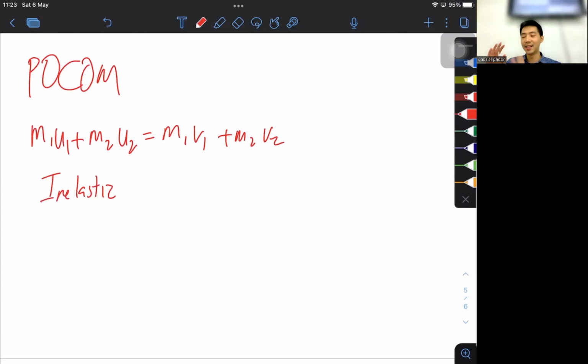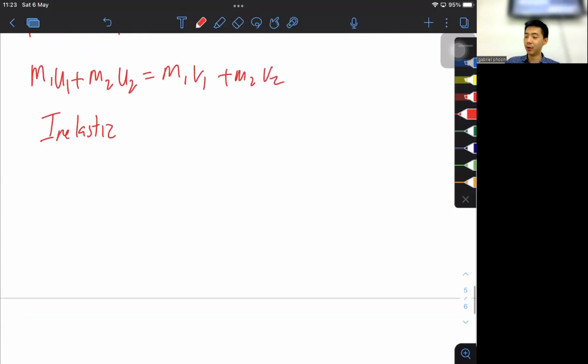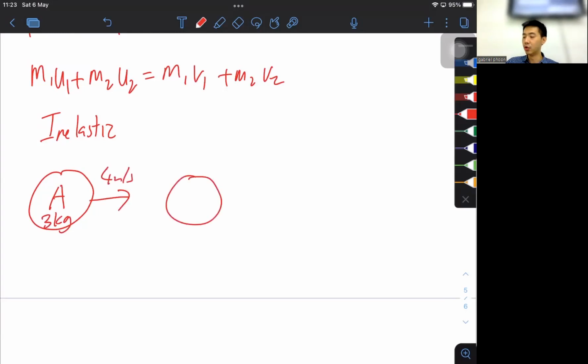Okay. Let's just say today I have one ball A, which has a mass of 3 kg moving at a speed of 4 meters per second, knocks into ball B, which is 5 kg. And I say that, which is initially 0 meters per second. And I say that after they collide, they move inelastically together. What does that mean? Good, they will stick together.